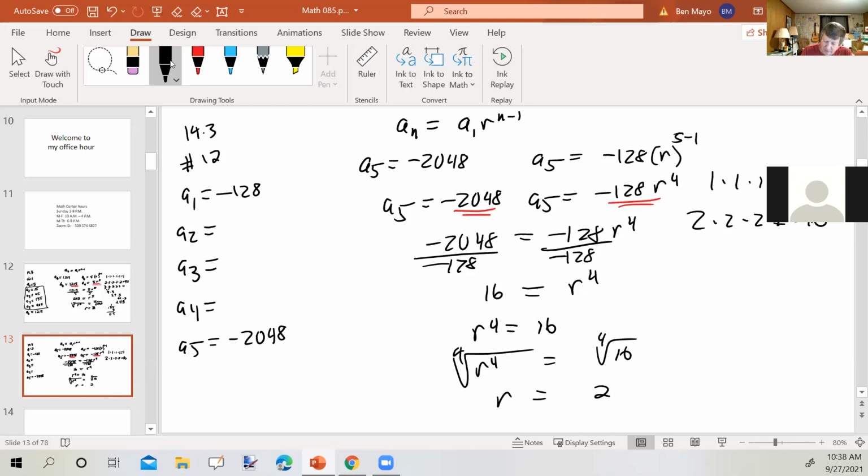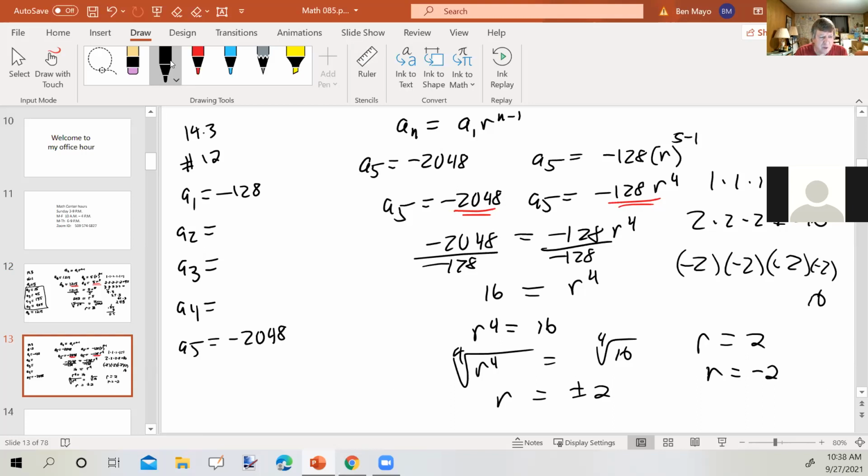But keep in mind, we talked about the other day that negative 2 could also work, because negative 2 times negative 2 times negative 2 times negative 2 would be positive 16. So r is either positive 2 or r is negative 2.